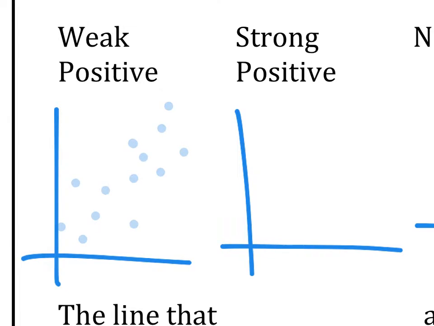You can kind of see that it is generally trending in the positive direction, but the points are farther apart. Okay? Strong positive means it's positive direction, but it's going to be tighter together. So it's very, very close. And if I put a straight line through, I can probably predict most of the points. Okay, so please be able to differentiate between weak and strong.